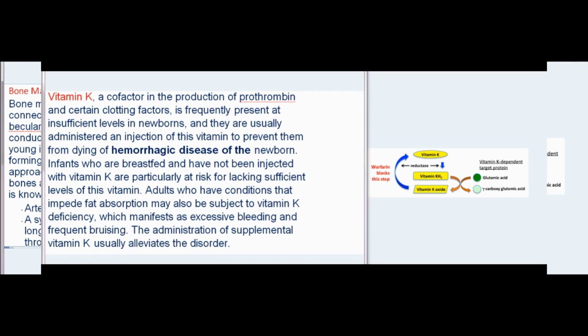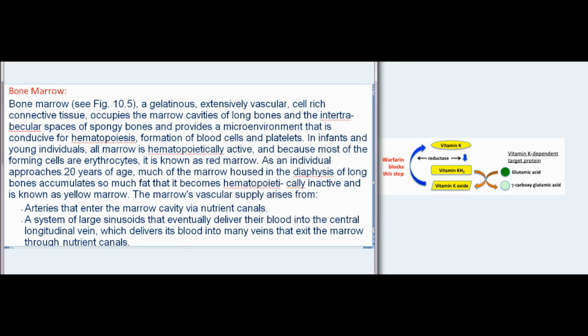Bone marrow, see Fig 10.5, a gelatinous, extensively vascular, cell-rich connective tissue, occupies the marrow cavities of long bones and the intertrabecular spaces of spongy bones and provides a microenvironment that is conducive for hematopoiesis, formation of blood cells and platelets. In infants and young individuals, all marrow is hematopoietically active, and because most of the forming cells are erythrocytes, it is known as red marrow. As an individual approaches 20 years of age, much of the marrow housed in the diaphysis of long bones accumulates so much fat that it becomes hematopoietically inactive and is known as yellow marrow.